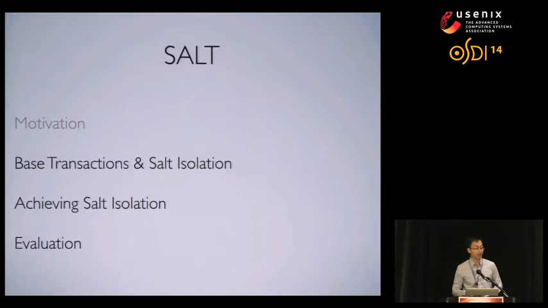I'll first talk about BASE transactions, which are a new abstraction we provide for performance-critical transactions. And I will talk about SORT isolation, the rule to regulate the behavior between these BASE transactions and traditional ACID transactions. And then I will talk about how we achieve SORT isolation by using locks. Finally, I will quantify the benefit of SORT in terms of both performance and ease of programming.